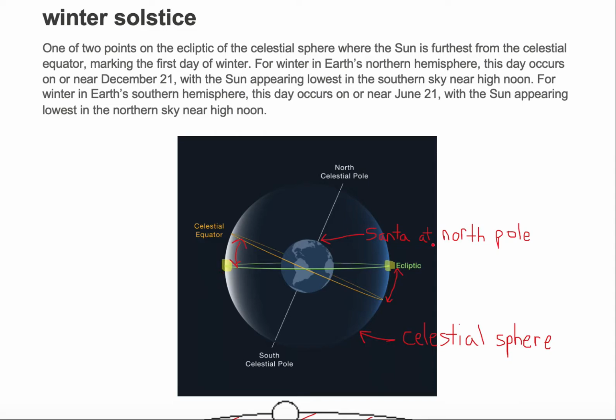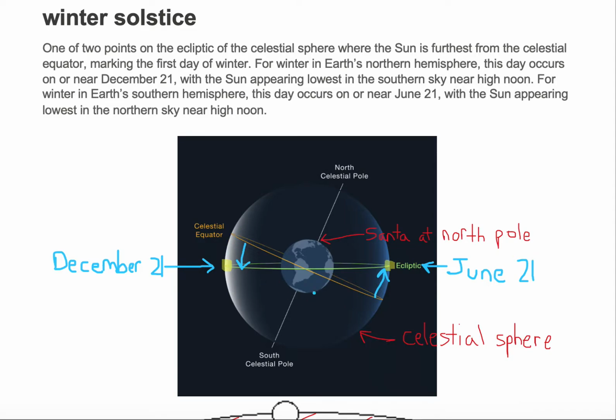So these 2 points are the points on the ecliptic of the celestial sphere where the sun is furthest from the celestial equator, marking the first day of winter. So the first day of winter in the northern hemisphere of the Earth must be on December 21st, when the sun appears lowest in the sky, the lowest in the southern sky, so it must be below the celestial equator.